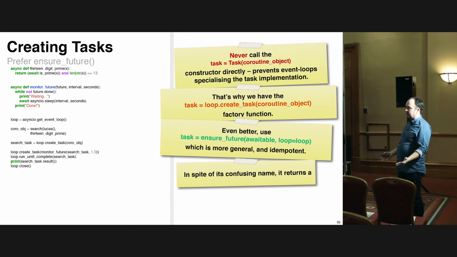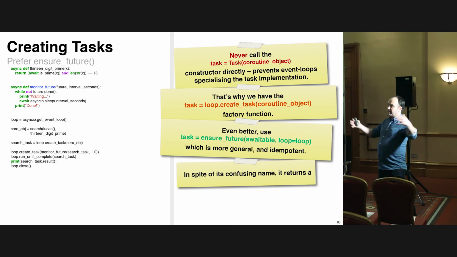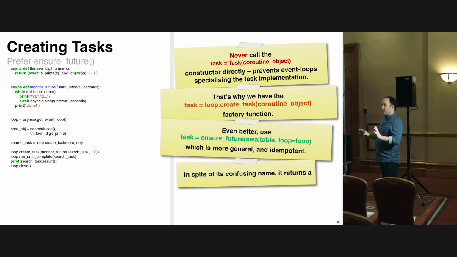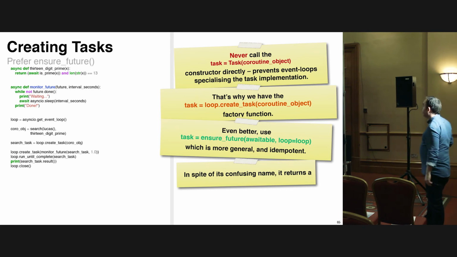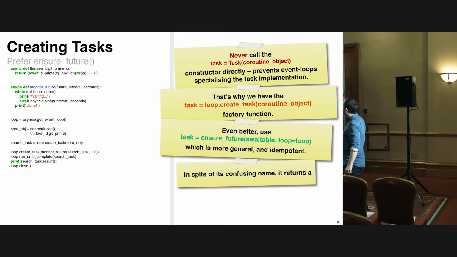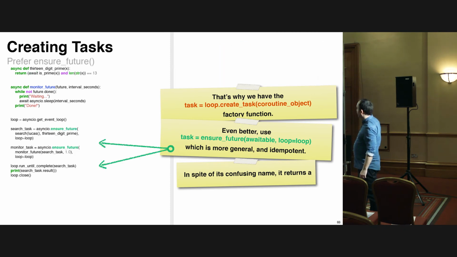That's a new idea in 3.5. So it's a bit more general than create task, and it's also idempotent. If you pass it a task, it doesn't wrap it up again in another task, it just gives you the task back. So it's a bit smarter about what it does. But yeah, I just put this here because I want to share the knowledge that when you want to create a task, you need to call ensure future, which is totally non-obvious to me. Yeah, so in spite of its confusing name, it does actually return a task.